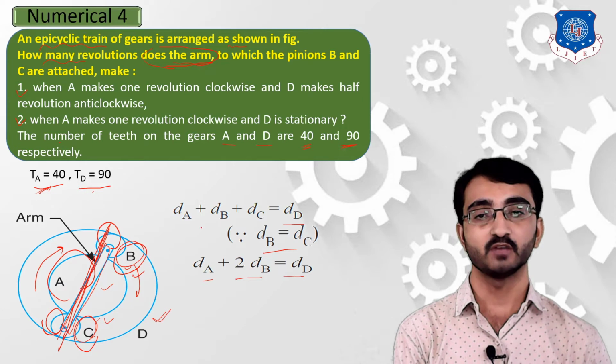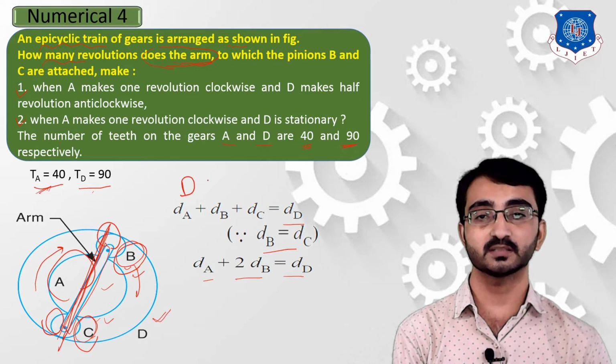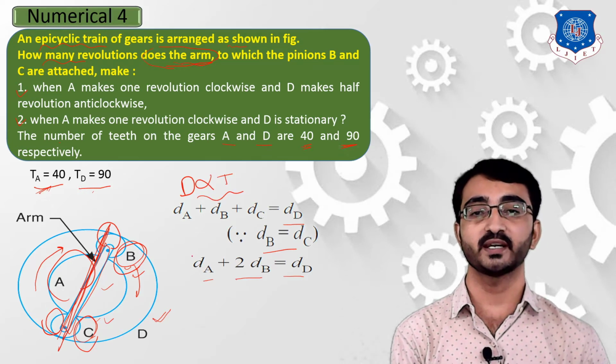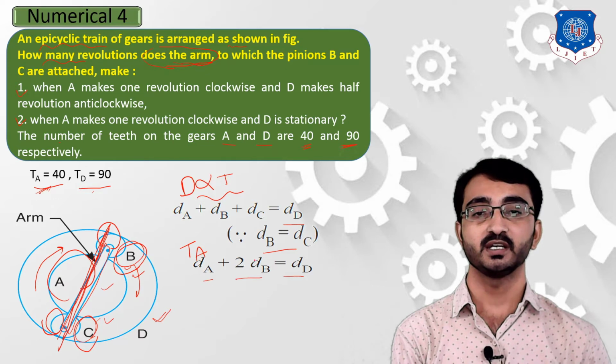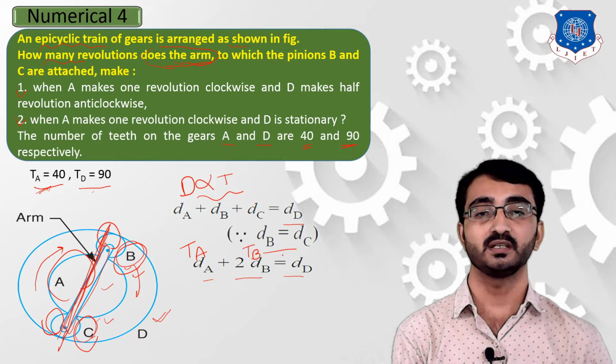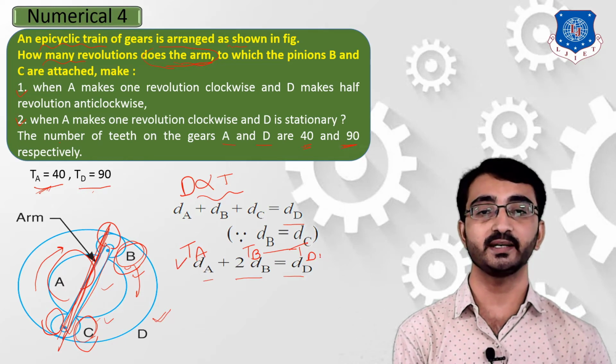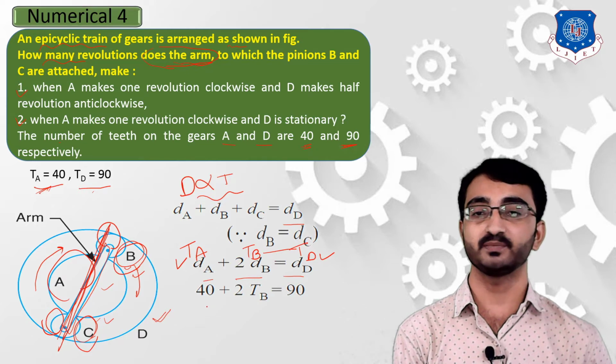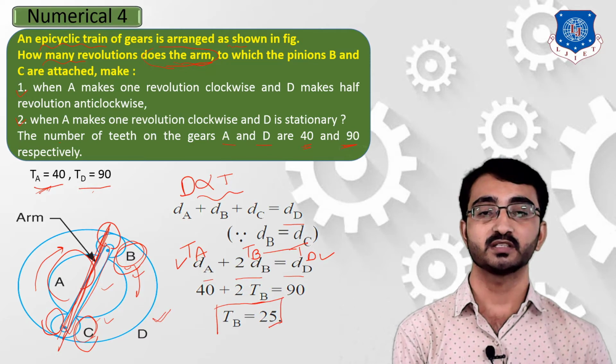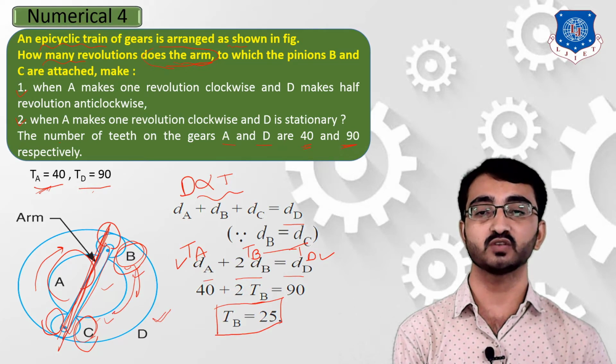Now we have a simple idea that the teeth circle diameter is always proportional to the number of teeth of that gear. So we can write that teeth of gear A plus 2 times teeth of gear B is equal to teeth of gear D. Now we have the number of teeth of gear A and gear D, so we can put in those values and identify that the number of teeth on gear B is equal to 25. Similarly, the number of teeth of gear C will be the same, because the diameter of B is equal to the diameter of C. So the number of teeth on gear C is again 25.